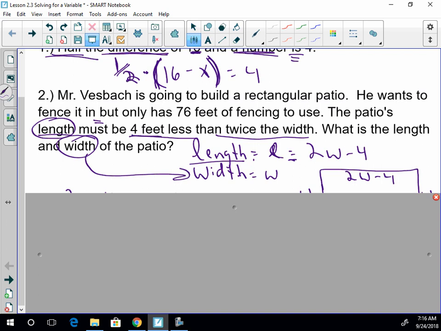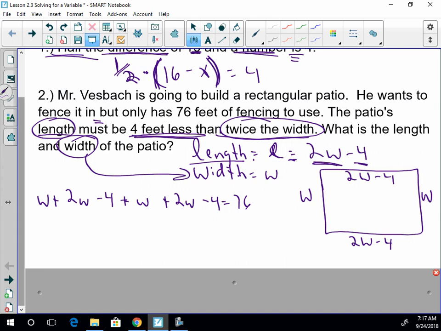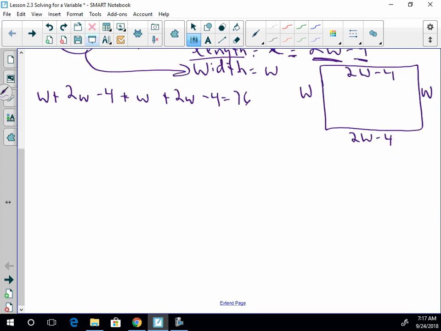Okay, when I read 4 less than, that means I'm doing something first and then taking 4 away. So what am I doing first? Taking twice the width. So we have 2W minus 4. All right, so now I get to my dimensions, and I can draw a picture from that. The picture looks like this. I have 2W minus 4 for the length, and then the width is just W and W.